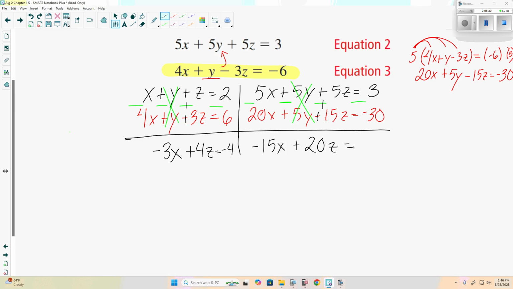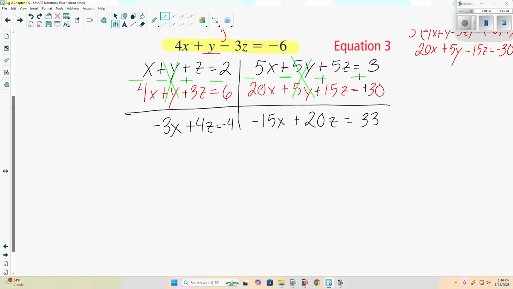3 minus negative 30. Well, the negative and negative would make a plus. 3 plus 30 is 33. So we've gone from 3 equations with 3 variables to 2 equations with 2 variables.